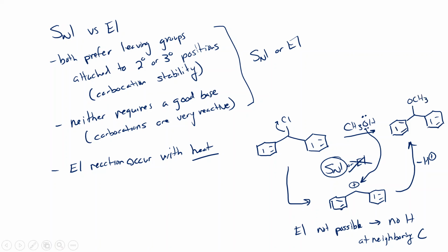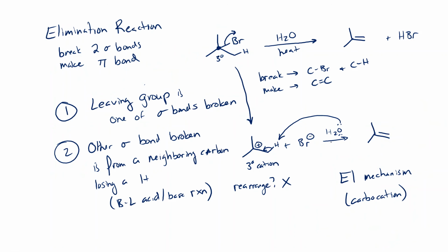Right, so you do have to watch out. Sometimes you won't be able to do elimination if your substrate is set up in such a way that there are no hydrogens at those neighboring positions. This is one of those things that is always important to watch out for, right? You have that second step of removing the hydrogen from the neighboring position. The hydrogen has to be at the neighboring position and there has to be one there for you to remove.